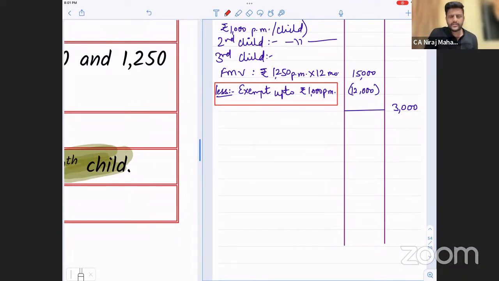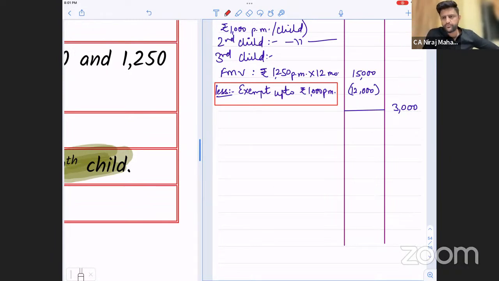Now, what happens is there are 2 points of view here. They say that if the fair market value exceeds rupees 1,000 per month per child, then the entire amount should be taxable in the hands of the employee. This is one point of view. Another point of view is: if it is exceeding 1,000 rupees, take exemption up to rupees 1,000 per month per child.